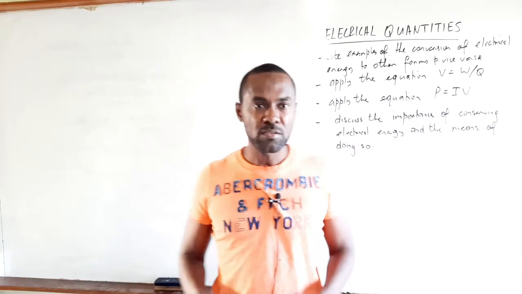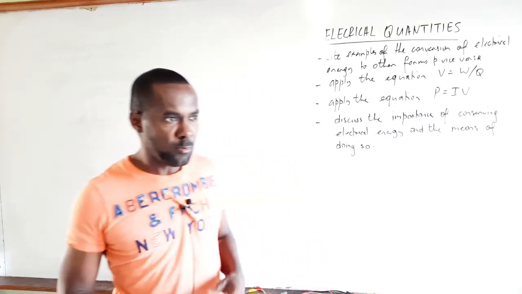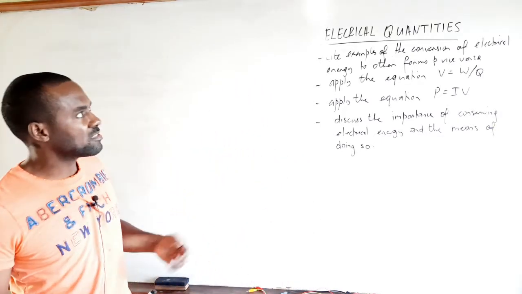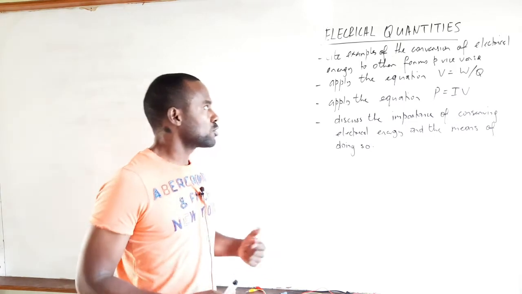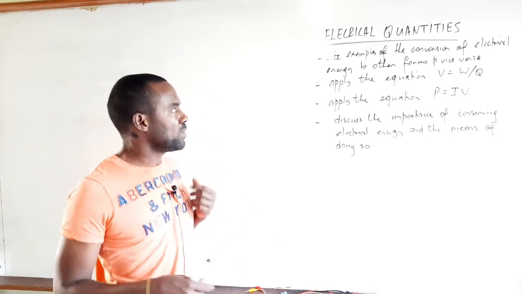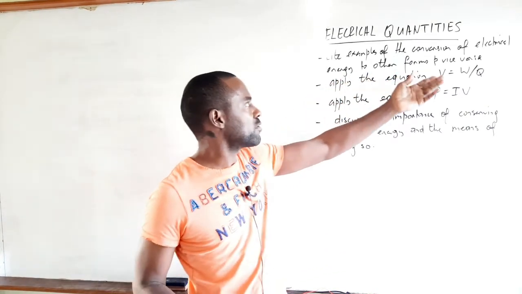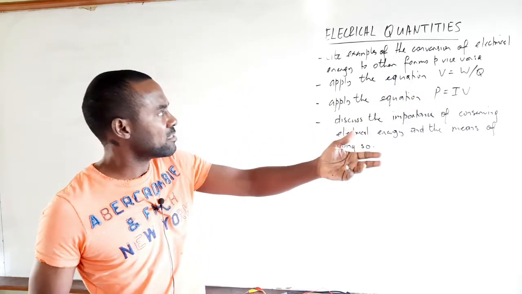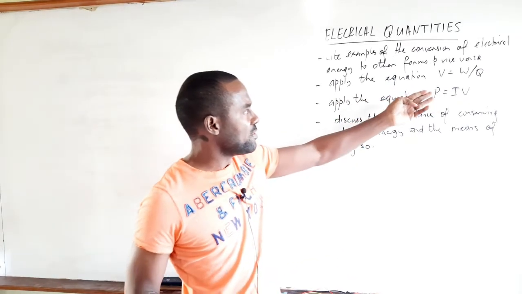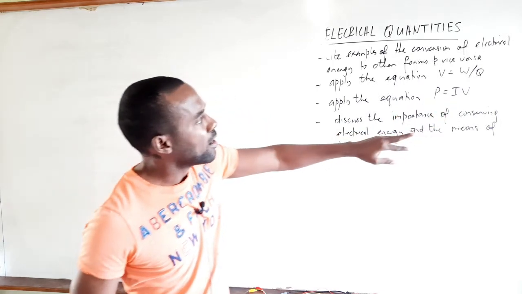In this video, we'll continue to look at electricity. Now, we're moving on to the next section of the syllabus, which deals with electrical quantities. According to the syllabus, you should be able to cite examples of the conversion of electrical energy to other forms and vice versa. Apply the equation V equals W over Q.